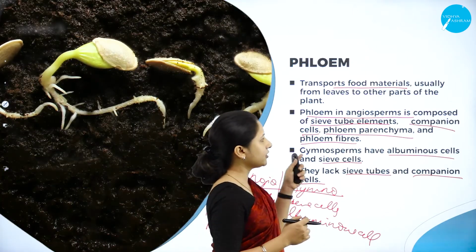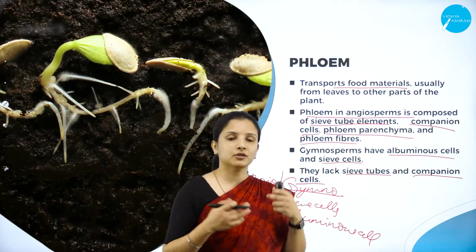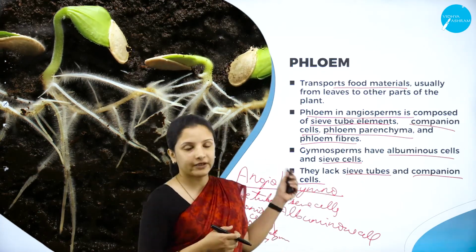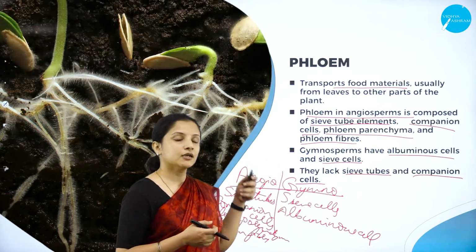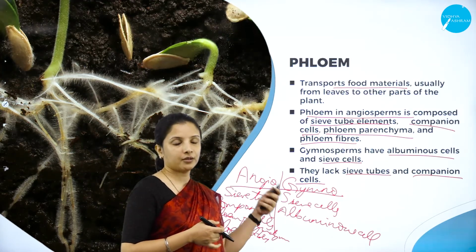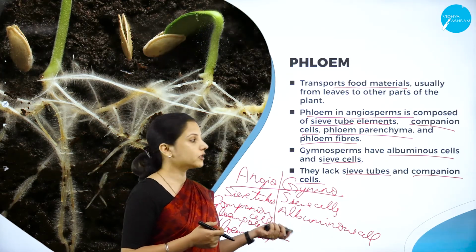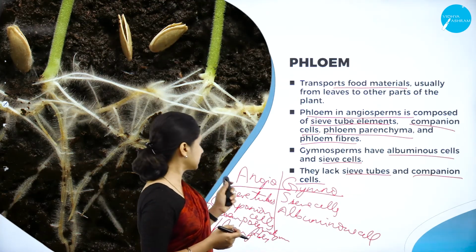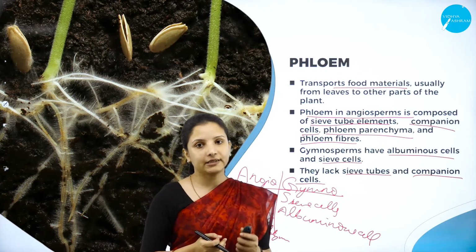So this is peculiar about the gymnosperms. Just as gymnosperms did not have the vessels in the xylem, here they don't have two components of the phloem. Instead they have the sieve cells and the albuminous cells in place of the sieve tubes and the companion cells.